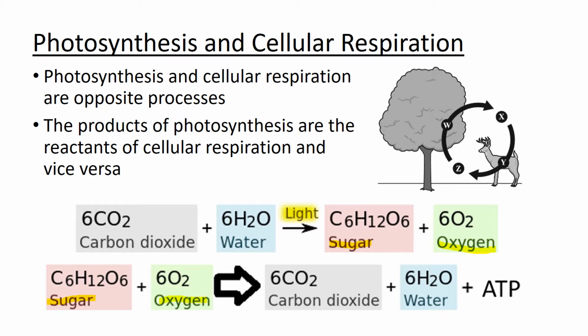And we can also see that the products of cellular respiration are among the reactants in photosynthesis. So remember that these processes are related. They're almost exact opposites of each other. Plants carry out photosynthesis and cellular respiration. Animals just carry out cellular respiration.